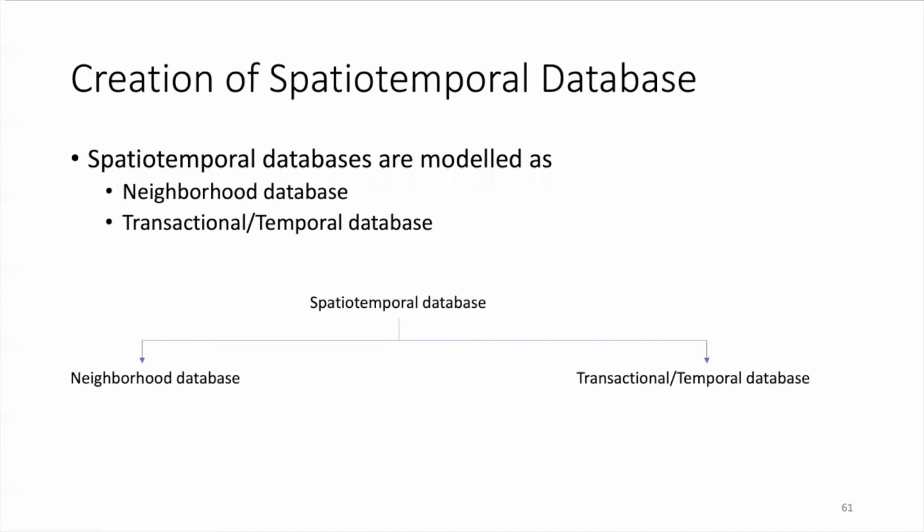Next, when you are going to work on spatio-temporal datasets, the users have to give us two files. One is the neighborhood file and the other is the transactional or temporal database file. So the users have to give two forms of databases.